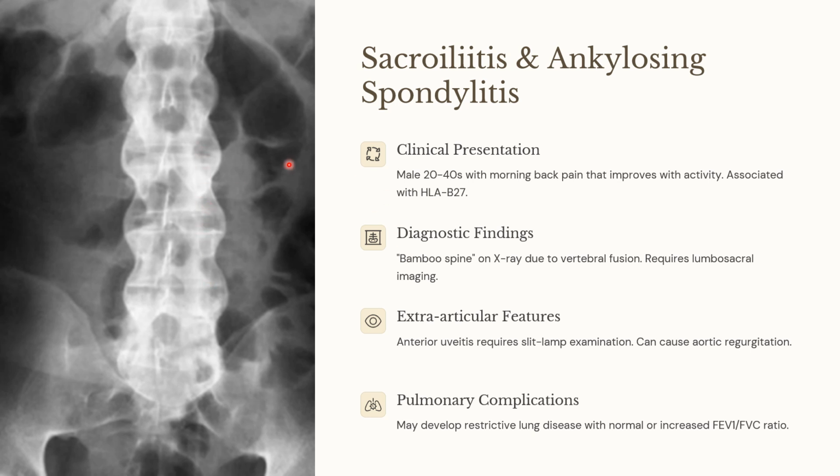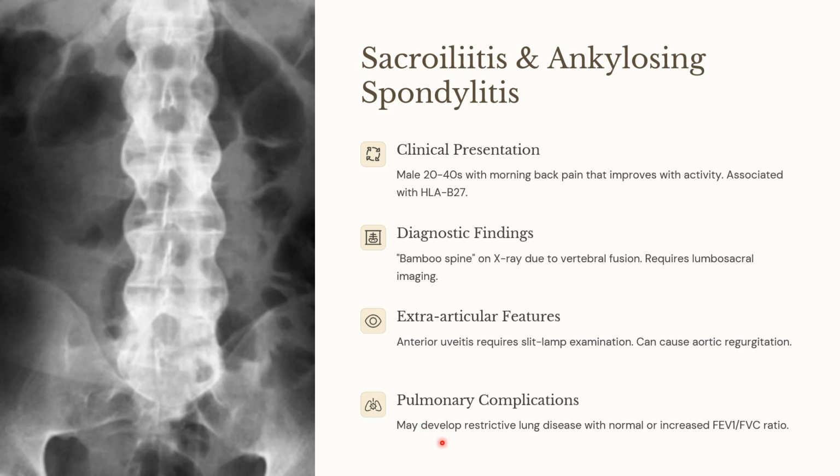Along with the bamboo spine, they will also be having anterior uveitis. This can sometimes be tested in the exams, where they will give you a scenario of ankylosing spondylitis and then ask what the patient should also be tested for. They should also be tested for anterior uveitis with slit lamp examination.